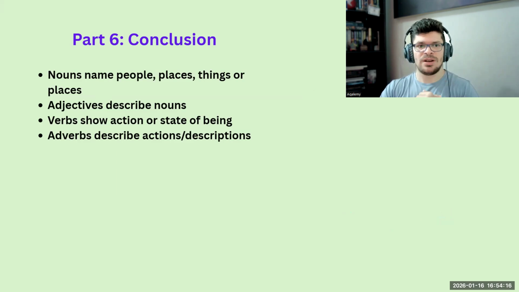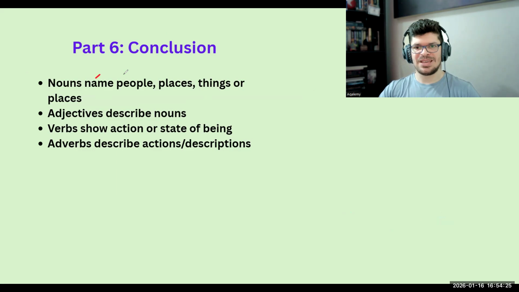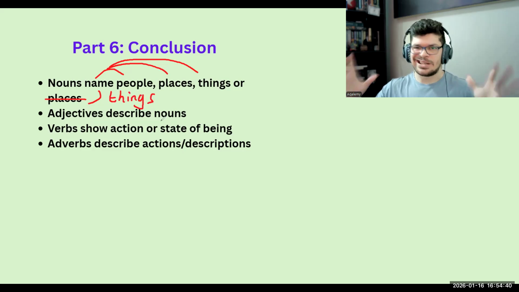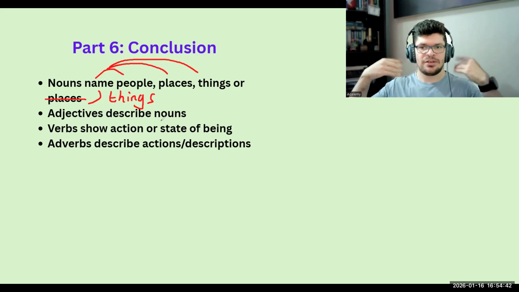That is part 1. Let's look at the conclusion. When we think about nouns, we give some name to people, places, things, or places. I said places twice. My mistake. I meant to say things or objects. Okay. It can be common noun, proper noun, or pronoun.